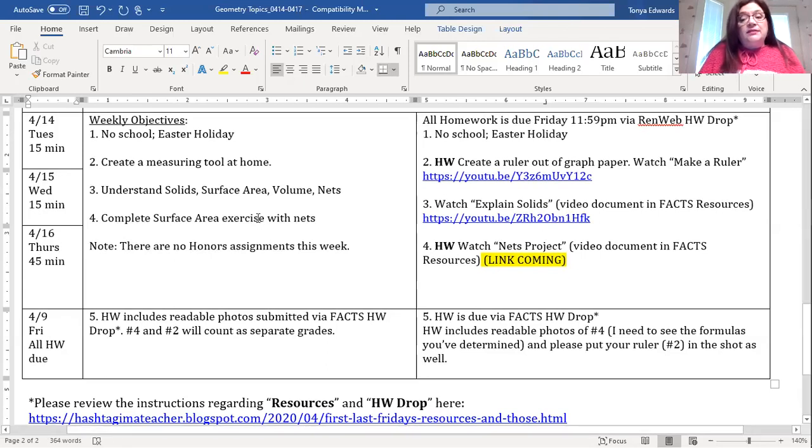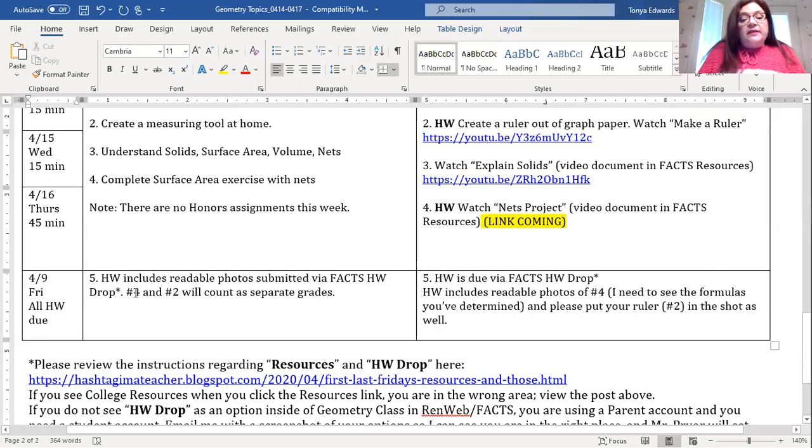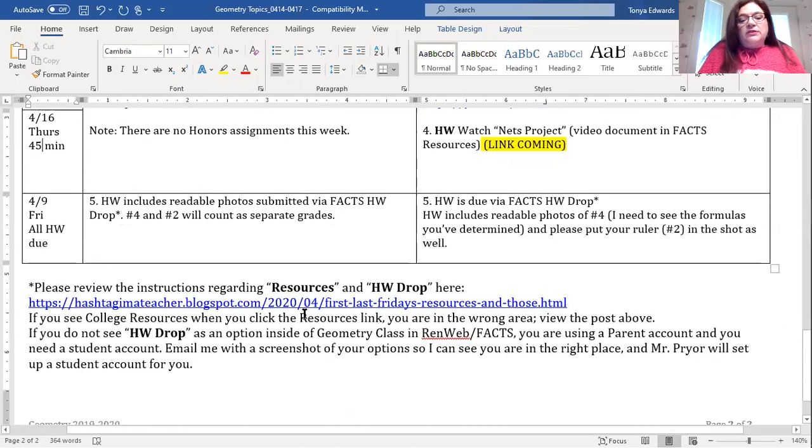for geometry this week. So I would expect on Friday that everyone will have their homework in as of 11:59 p.m. That's midnight Bell Buckle time.